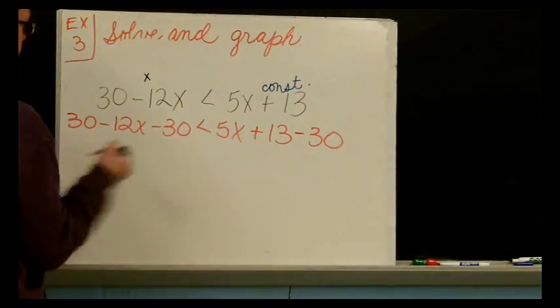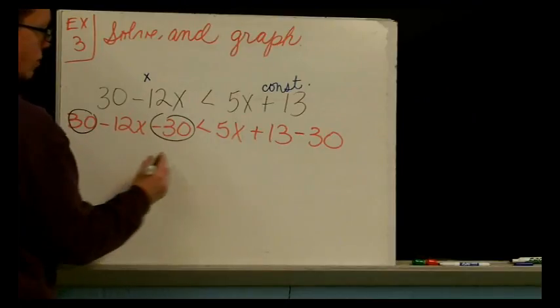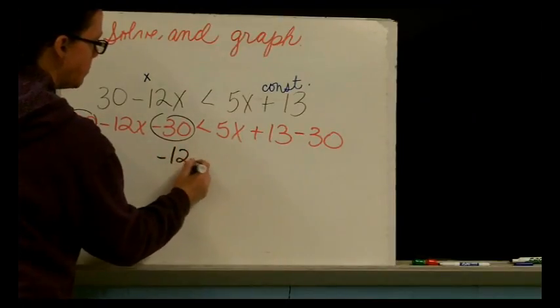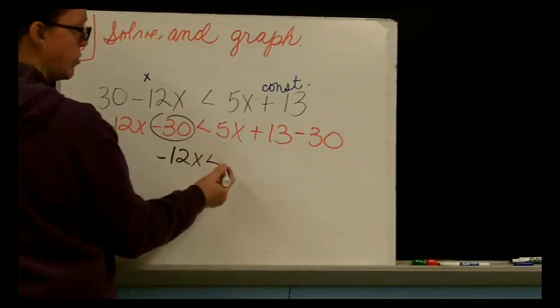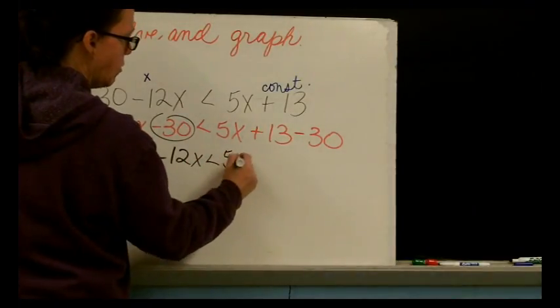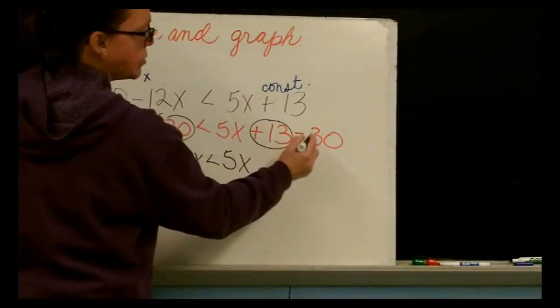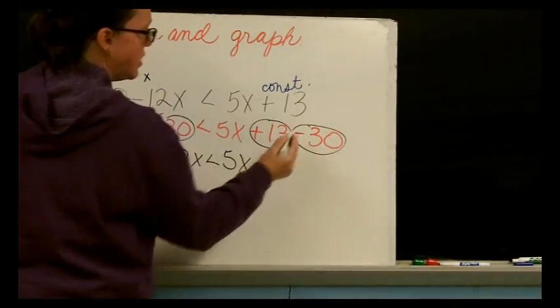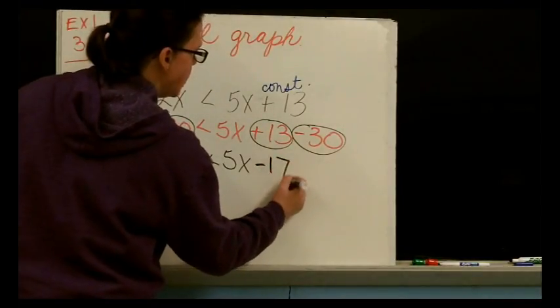Now we simplify. Our positive 30 and our negative 30 cancel each other out, and we're left with a negative 12x is less than, we'll do some simplifying here. We have a 5x, and we have to combine our like terms. Our positive 13 and our negative 30 make a negative 17.